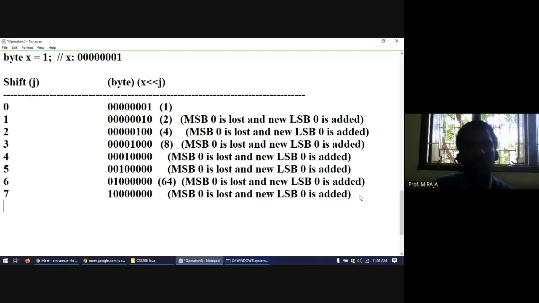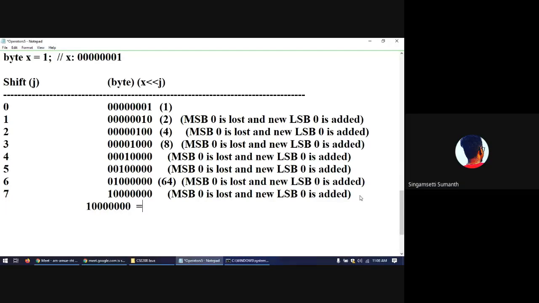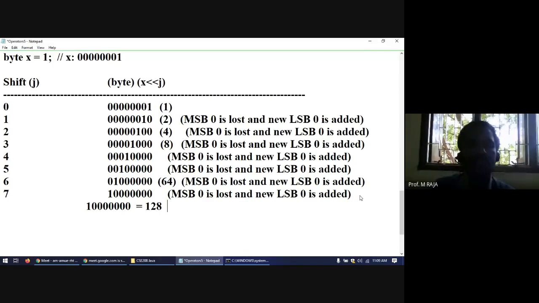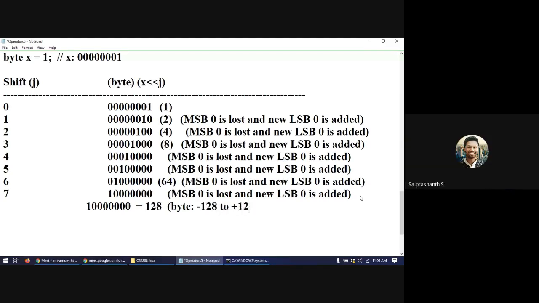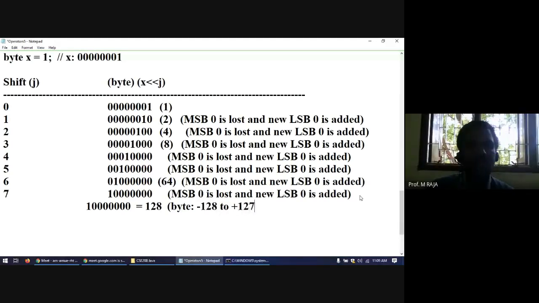Can you say what is the value of this one? 128. But actually, 128 will not be stored in a byte variable, because what is the range of byte? Minus 128 to plus 127. This is the range. So 128 will not be stored in the byte variable.